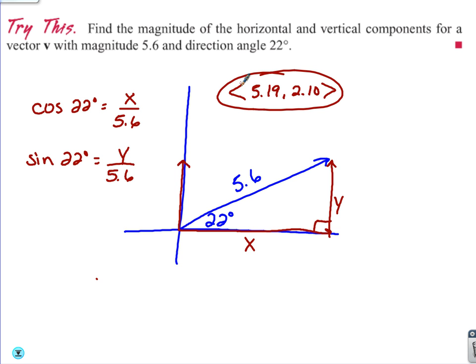Now you could work it backwards. You could use the Pythagorean theorem on these two components, and you should get 5.6. What that means is, if you have a 5.6 mile per hour wind, 5.19 miles per hour is blowing in this direction. That's how much of it you would feel in that direction. And only 2.10 miles per hour of it is going to be blowing in that direction. You're going to say, but that doesn't add up to give you the 5.6. True, very true.